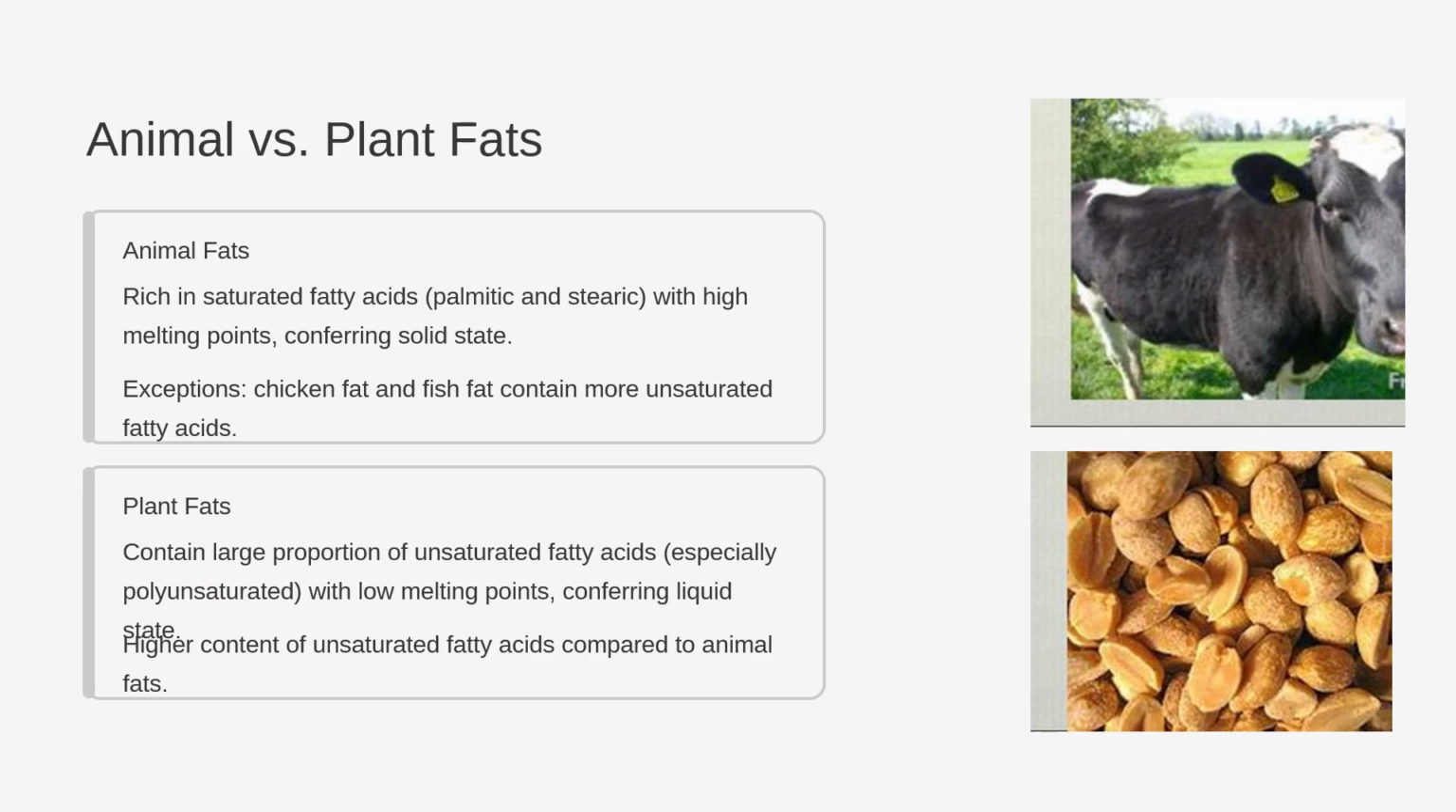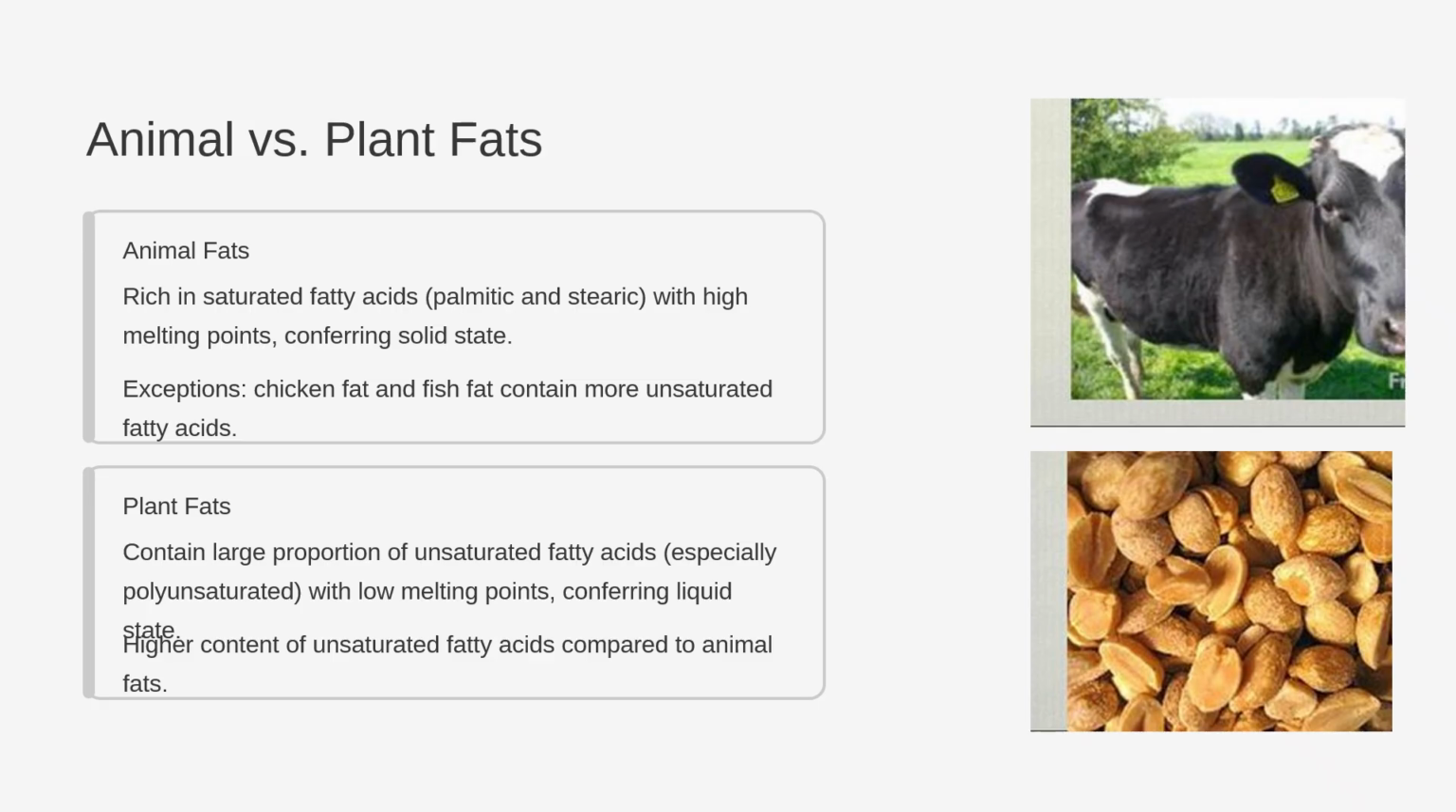Now coming to the fats which are present in animal and plant. What is the difference between the fats which are present in animal and plant? Animal fats are rich in saturated fatty acids, palmitic and stearic acids, with high melting points conferring the solid state. Exceptions are chicken fat and fish fat, which contain more unsaturated fatty acids.